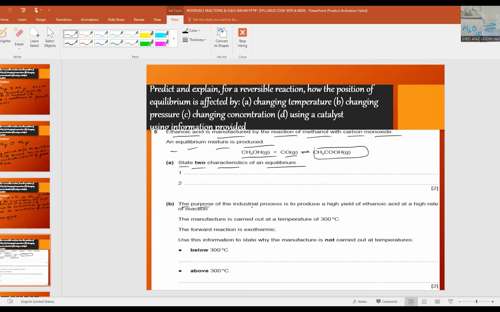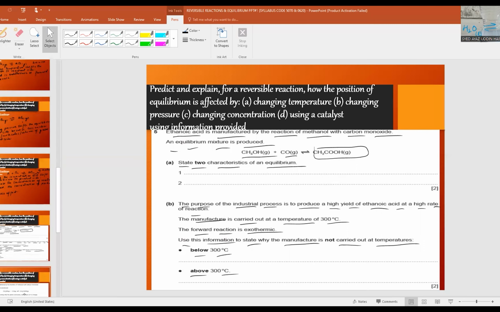The purpose of the industrial process is to produce a high yield of ethanoic acid at a high rate of reaction. The manufacture is carried out at a temperature of 300 degrees centigrade. The forward reaction is exothermic. Using this information, state why the manufacture is not carried out at temperatures below 300, above 300 degrees centigrade.